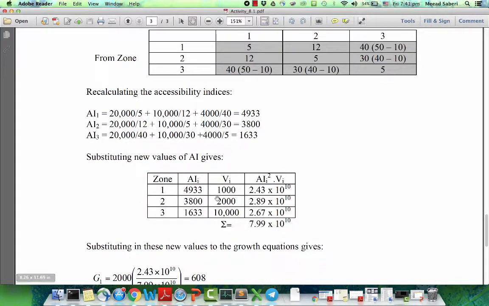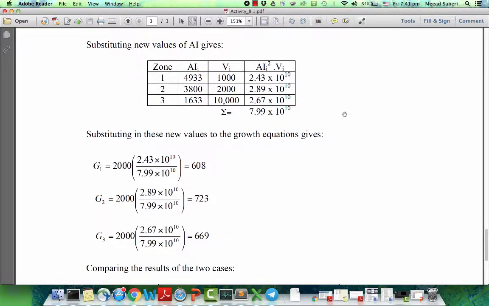Now again, to calculate the population growth in every zone, we need to recalculate the term AI multiply VI. Now we use the new values of accessibility index, the new values of jobs for the scenario that we are trying to evaluate, and we calculate new terms as provided here. Now we need to substitute all these new values in the population growth equations.